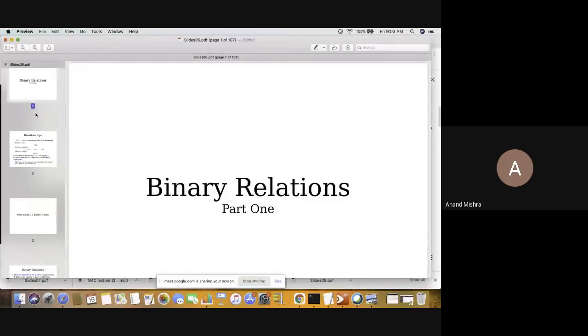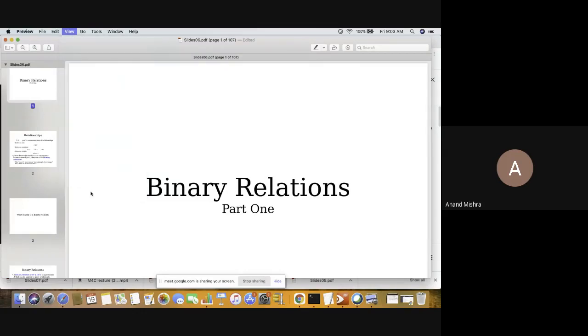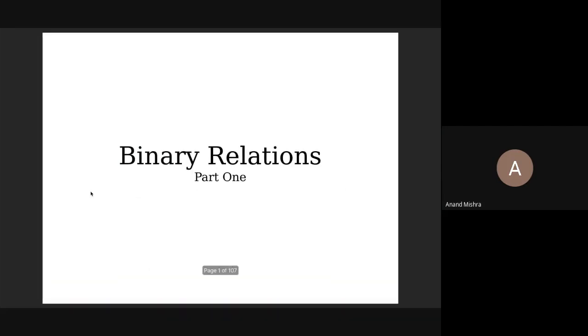We have talked about some first order logic. There are a few more things remaining there, but we are skipping that for a while. Maybe we will take that as an extra lecture sometime. But now we are moving to a new topic, which is binary relations. So today and tomorrow we'll be mostly focusing on relations.